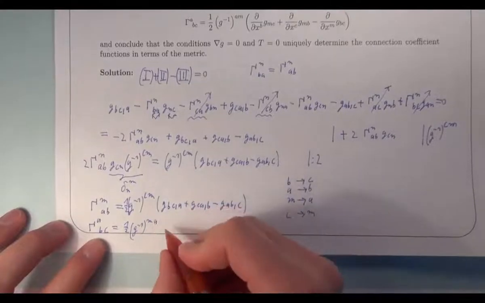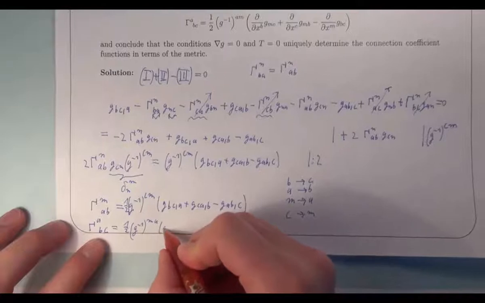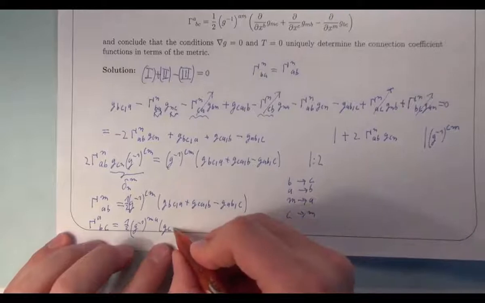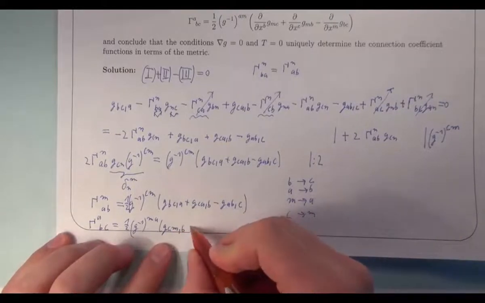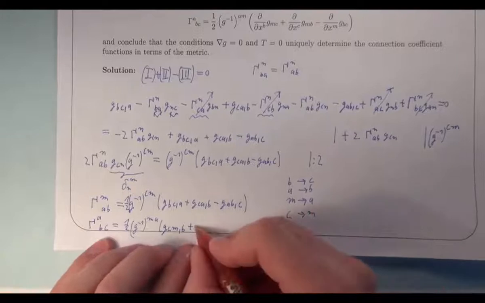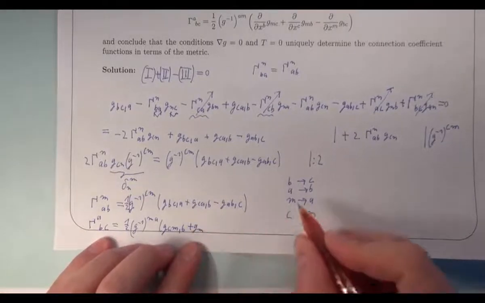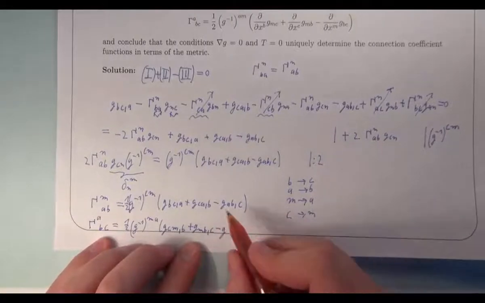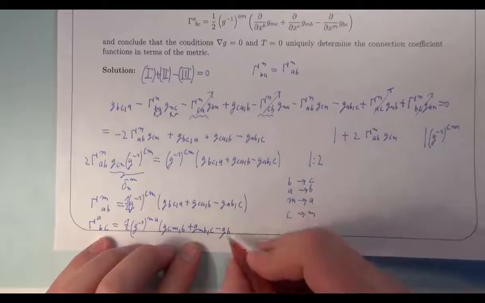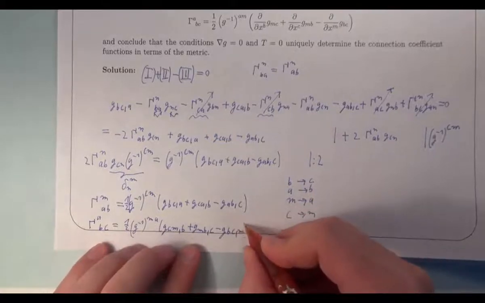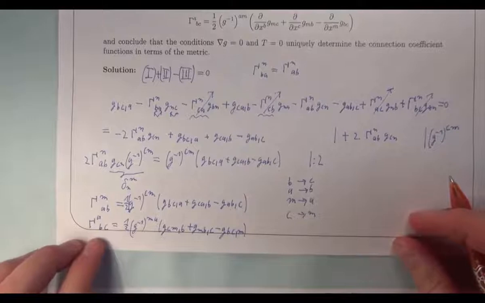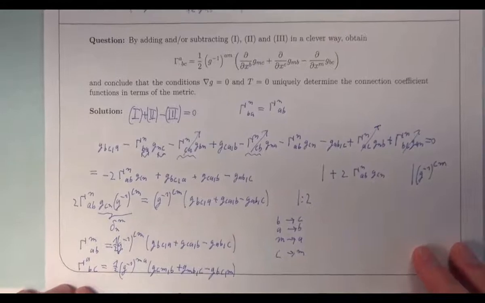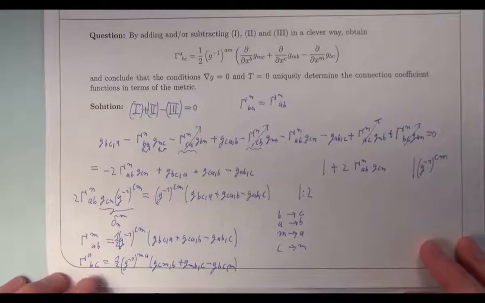M goes to A. Yeah, that's right. G of B goes to C. C goes to M. A goes to B. Plus C goes G of M. A goes to B. B goes to C. Minus G of A goes to B. B goes to C. C goes to M. So, and if we look it up, these are exactly the expressions which are written above.